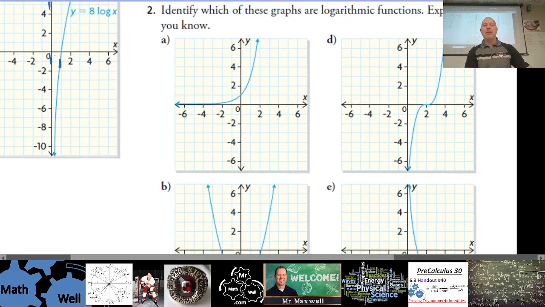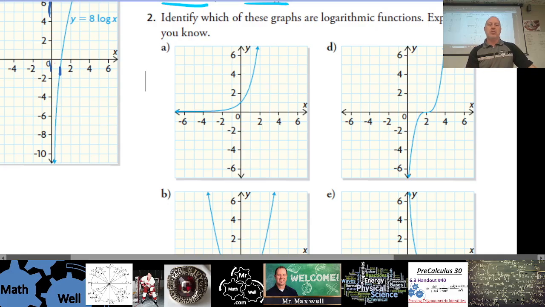Does A appear to be a logarithmic function? Yes or no? What do you think? Okay, many of you are shaking your head no. All right, yeah, that's right. This is an exponential function, right? So we took a look at those as well in this chapter. This is an exponential function. So that's not, okay?